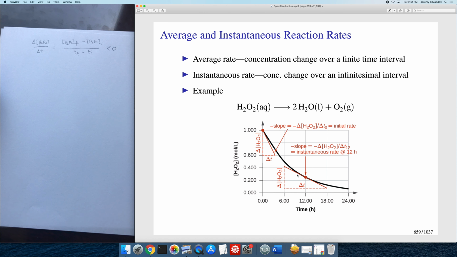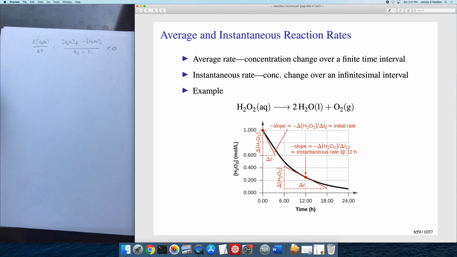Now the instantaneous rate is proportional to the slope of this line that's tangent to the curve. So at this moment in time, 12 hours, there's a line that is tangent to the curve. And the slope of that line, minus the slope of that line, is equal to the instantaneous rate at that point. You'll notice that at an earlier point, say at 0 hours, the line that's tangent to the curve has a different slope. And so it has a different instantaneous rate. It also has a different finite average rate as well.